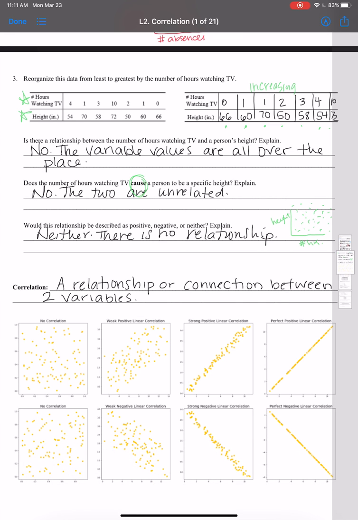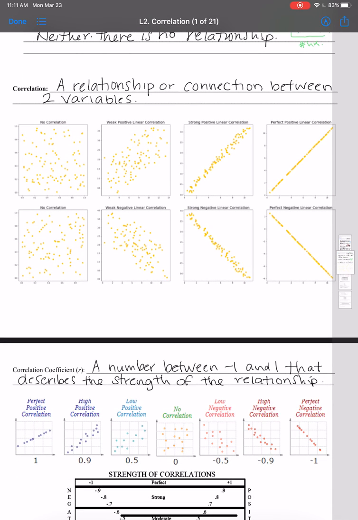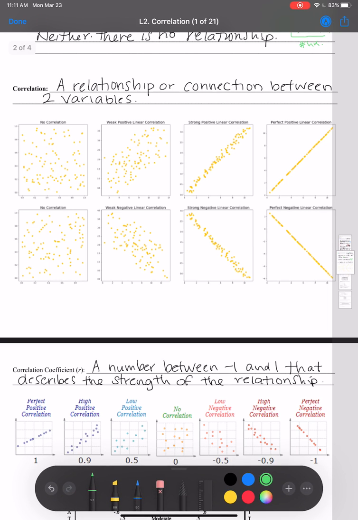So what we're talking about, and what I said in the beginning, is what we call correlation, and that's a relationship or connection between two variables. We're going to describe these correlations as either weak or strong. It can be moderate, or there can be no correlation.